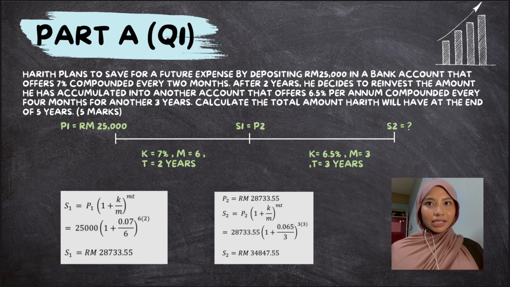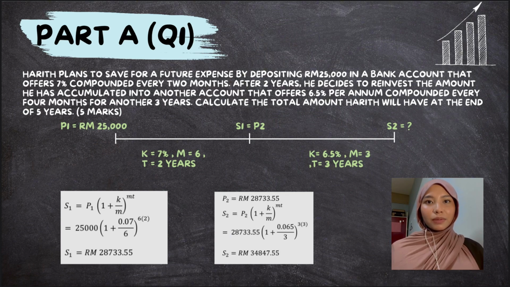So we're going to discuss Part A, question 1. You can pause the video to read the question before answering. Here's the timeline for the information we get from the question: P1 equals 95,000 ringgit. For the first 2 years, K equals 7% and M equals 6. For the next 3 years, K equals 6.5% and M equals 3. The question asks us to find the total amount Haris will have at the end of 5 years, which we call S2.